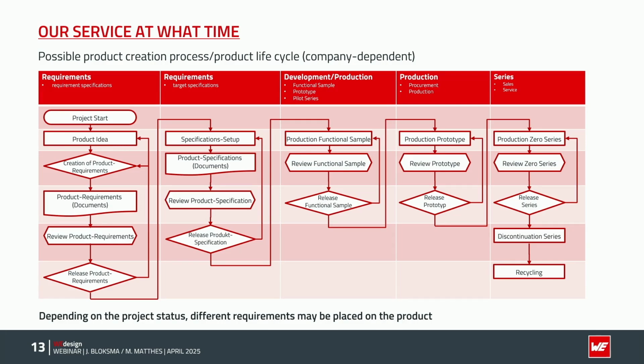So here we have a close overview of a possible product creation process or product life cycle. The naming is company dependent, and we can support you at each point. The optimum is to start at the beginning, so that at the project start we discuss the requirements, offer you different support, and also discuss, for example, which materials you should or could use. But in the end, it's your decision where we should start. We can also optimize for serial production. We can redraw, or we can design functional samples, prototypes, and pilot series. We can support you at every one of these points you see on the overview.